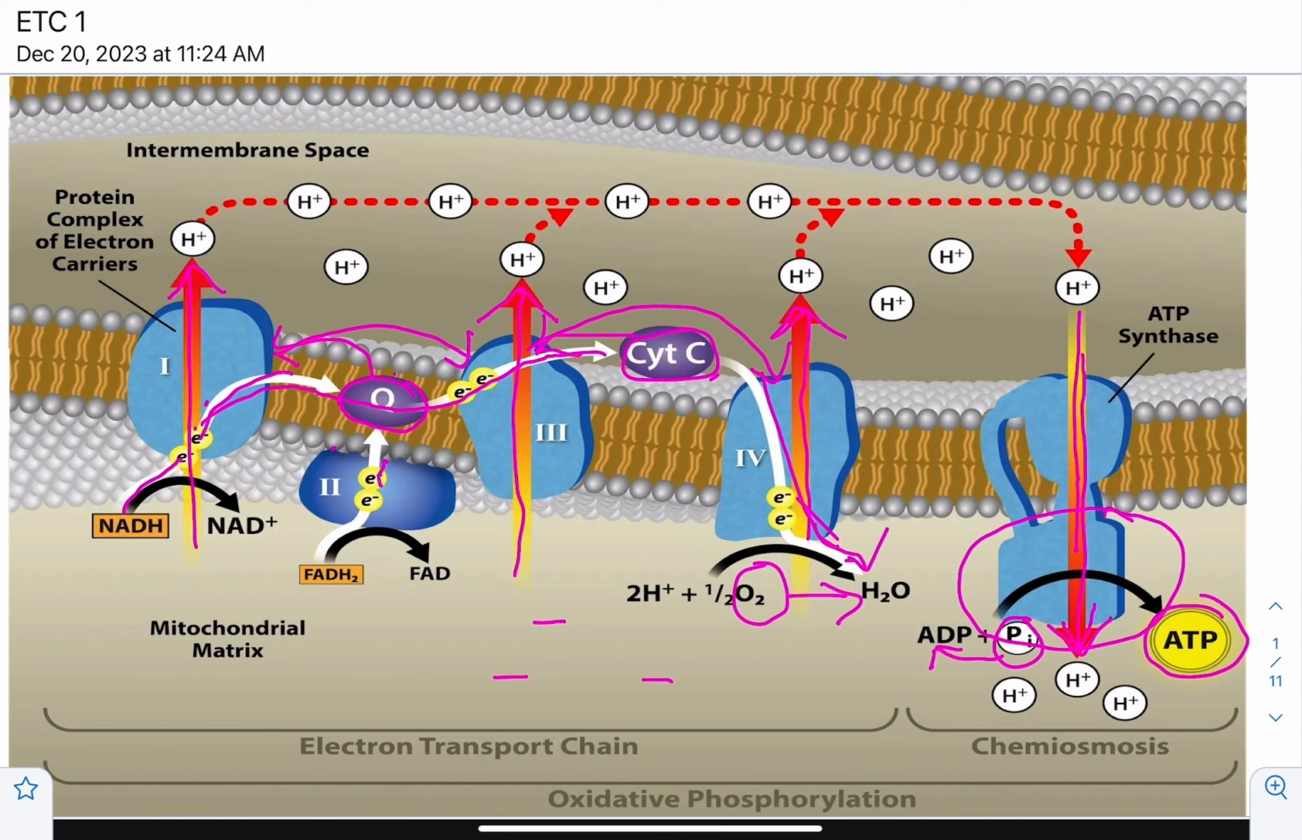Energy. The currency used for energy. Cell's currency for energy.